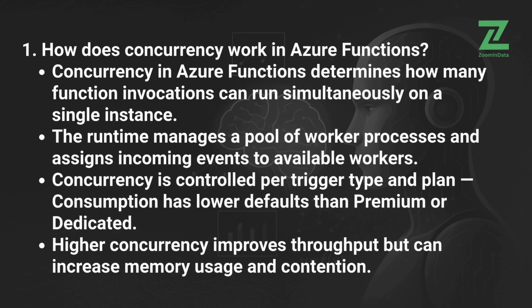How does concurrency work in Azure Functions? Concurrency in Azure Functions determines how many function invocations can run simultaneously on a single instance. The runtime manages a pool of worker processes and assigns incoming events to available workers. Concurrency is controlled per trigger type and plan. Consumption has lower defaults than premium or dedicated. Higher concurrency improves throughput but can increase memory usage and contention.